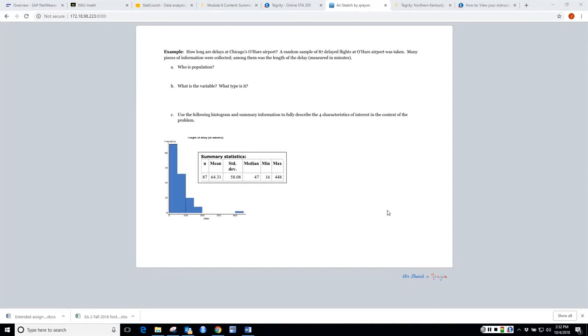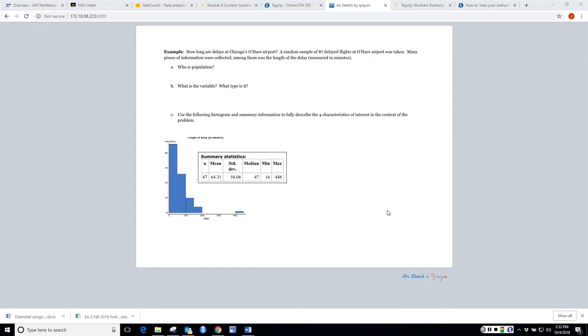So the goal of this is just to look at another example from Module 6, which was our first time looking at quantitative data. So for our example, we're looking at delays at Chicago O'Hare Airport and trying to see how long they are. So we took a random sample of 87 delayed flights at that airport, and we recorded many pieces of information, but one of them was the length of the delay, which is measured in minutes.